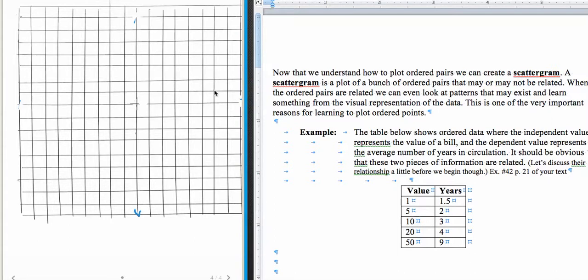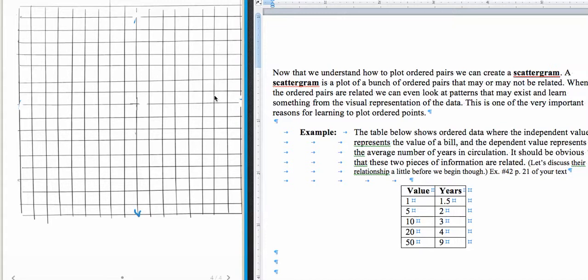This is our next discussion out of section 1.2. We're talking about scatter diagrams. Scattergrams, as your book calls them, are just plots of a bunch of ordered pairs. The ordered pairs may or may not be related to one another, but usually they are. And when they are related to one another, one of the things of interest is that we're going to look at the patterns that may exist and learn from those via the visual representation that we see in the scattergram.